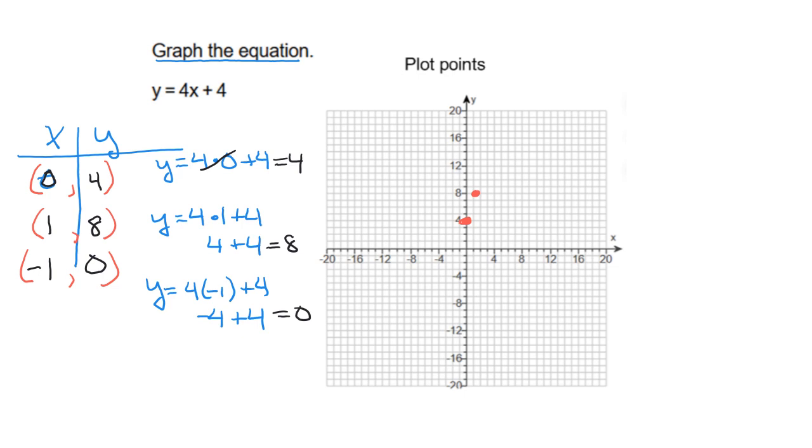Then I have negative 1, 0. And that looks somewhere right here. And if we wanted to, we can keep doing more points. So what happens is you go in and you graph this and you place a line that goes through this. And before I draw my line, what I want to do is show you another way to graph this. This next way uses what's called the slope-intercept form.